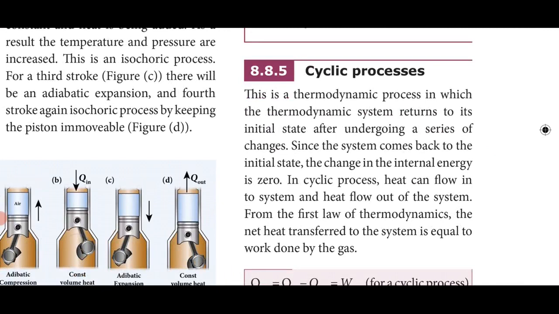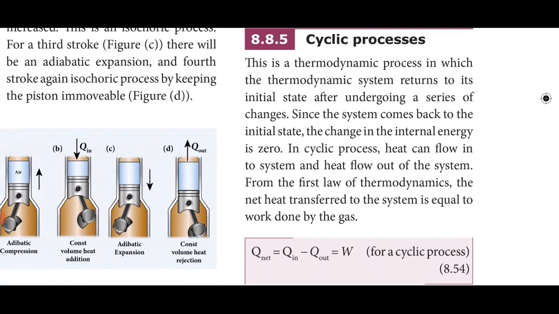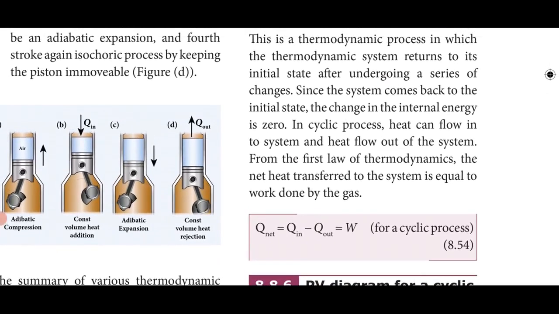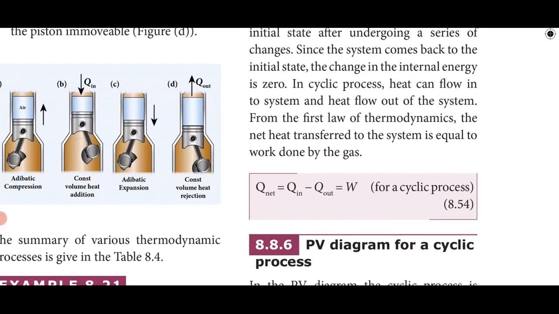Next we pass on to the cyclic process. This is a thermodynamic process in which the thermodynamic system returns to the initial state after undergoing a series of changes. Since the system comes back to the initial state, the change in internal energy is 0. What is the meaning of it? When heat flows into and out of the system, from the first law of thermodynamics, the net heat transfer of the system must be equal to the work done by the gas. The amount of heat taken in or going out must equal the work done by the gas. That is the cyclic process.